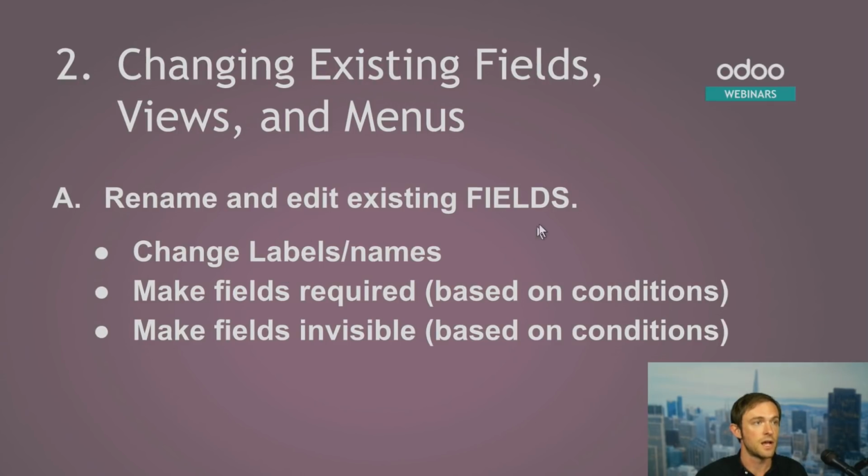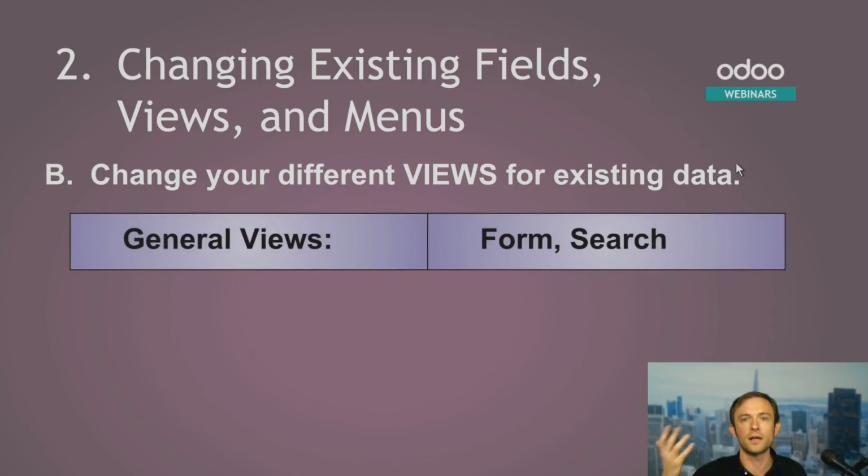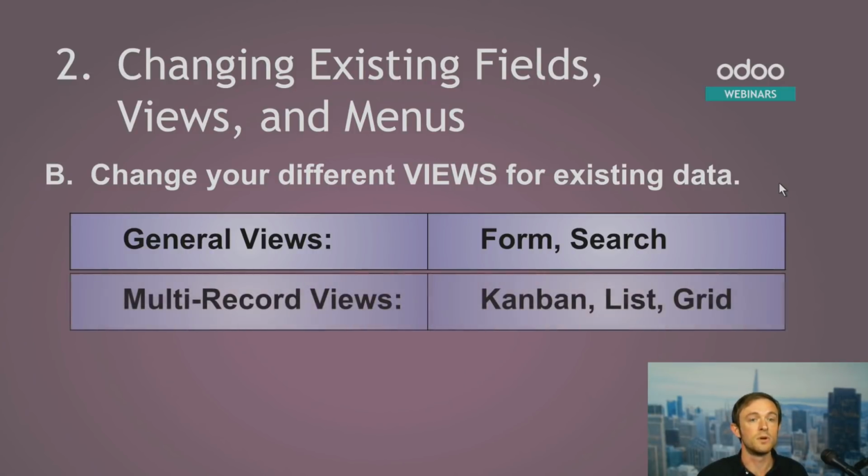Getting back to it, other things you can do with existing data in here, you can change the different views. And to understand that, I think it's good to get maybe a rundown of what kind of views there are in Odoo already. There are general views, that's the form view and search view. There are multi-record views, so there's the Kanban view that you might be familiar with where it's different icons, list view, and then grid view.